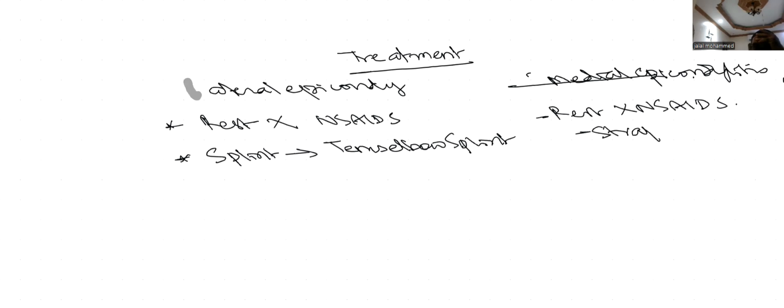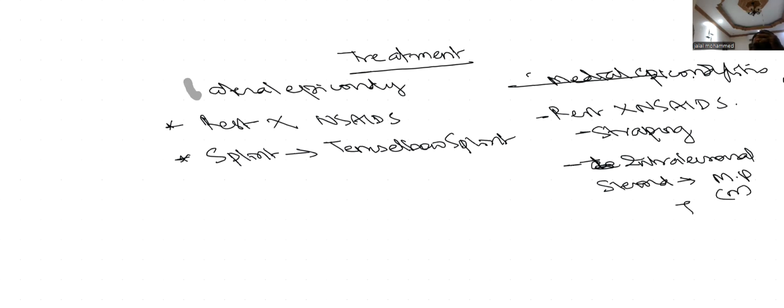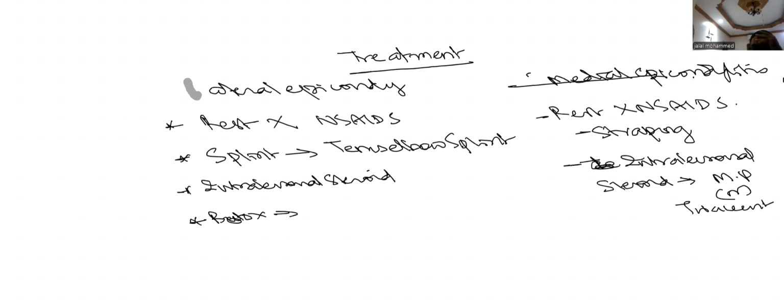If the patient has persistent pain, you need to go for intralesional steroid. Generally we give methylprednisolone or triamcinolone. Here also, if the pain is persisting, you can give intralesional steroid along the common extensor or common flexor origin. Then if the patient has persistent pain, you can give Botox or platelet-rich plasma. If there is no response, you need to do surgery.